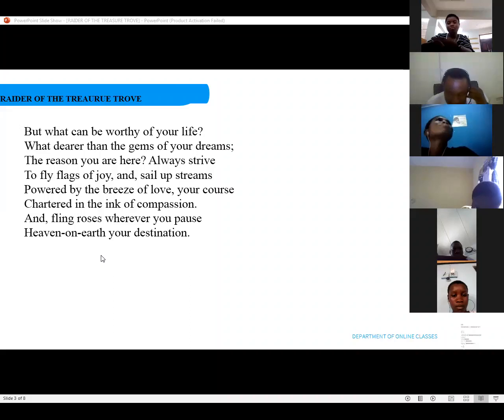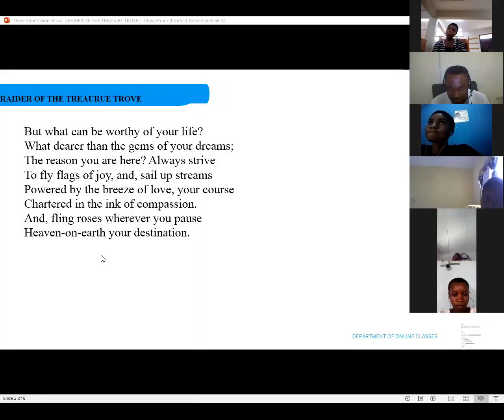Now, so you see, the persona suggests that what makes one's life worthy is in reality the display of joy, love, and compassion. Now, then with the metaphor flags of joy, why? Flags has been compared to joy without the use of as and like. So flags of joy is a metaphor. The speaker creates the impression that true joy cannot be suppressed, and therefore it is readily seen by all.